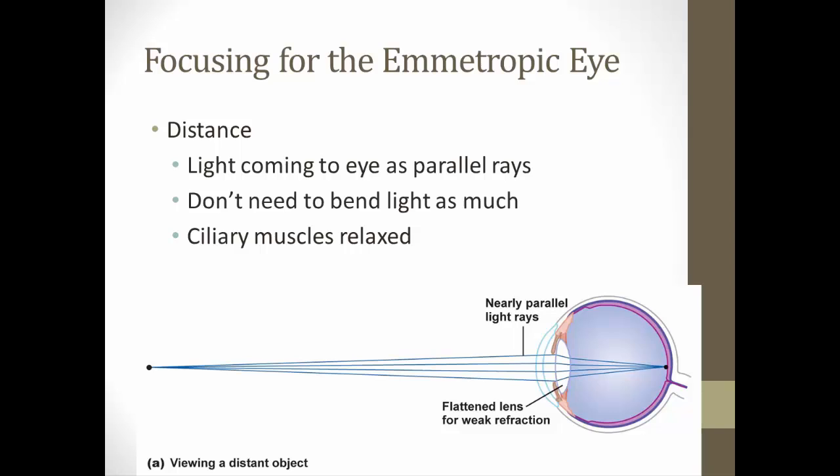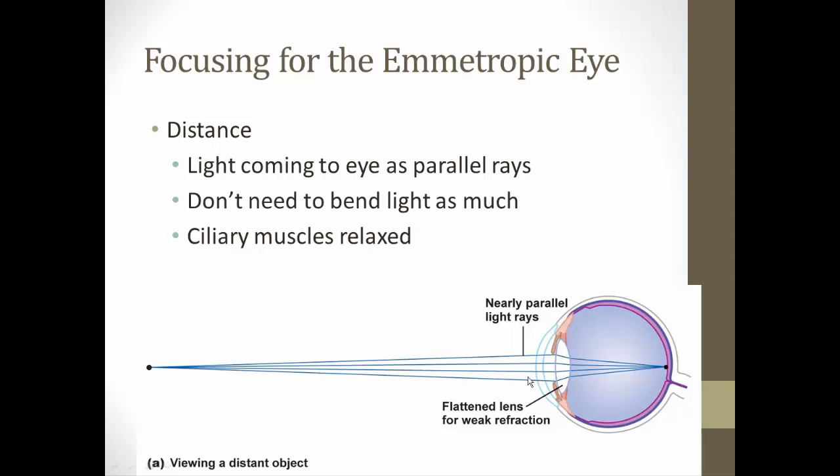Now, when we look at objects from a distance, the light, for example, this dot, we're looking at this dot from a distance. Now the light, when it comes to our eyeball and hits the cornea, it's really coming in almost parallel rays. You can see here the rays are almost parallel to each other. Since they're parallel to each other, we really don't need to bend the light as much. So the ciliary muscles can be relaxed. That is, the lens is going to be as thin as it can because the ciliary muscles are completely relaxed.